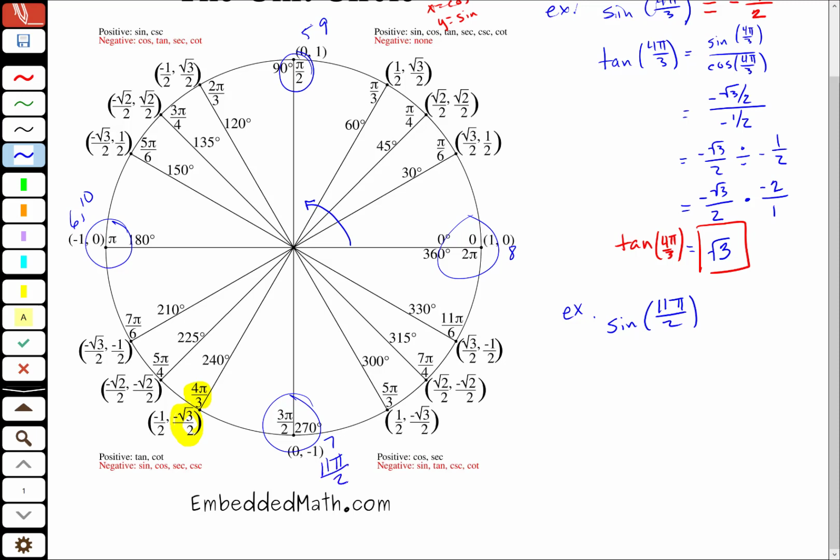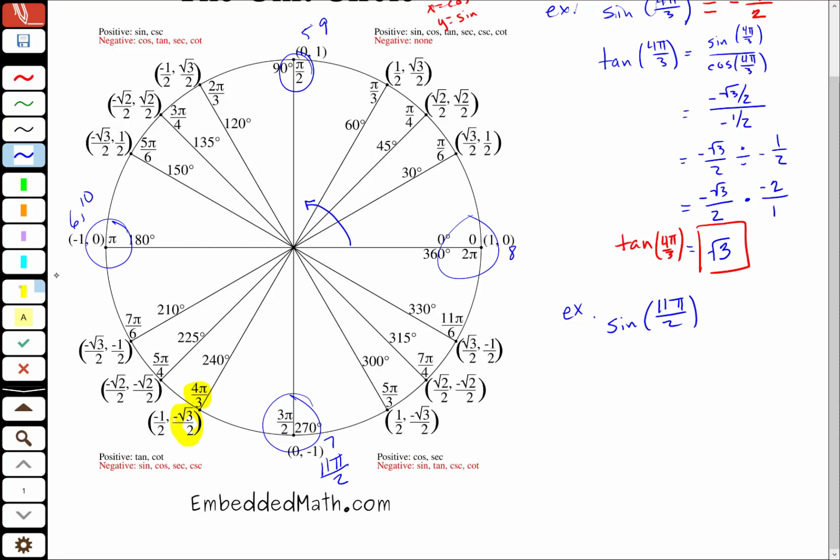You can keep going around. This is what, if you are familiar with the graphs, leads to the periodic nature of these sine functions. We just keep going around. So the sine of 11 pi over 2 is the same thing as the sine of 3 pi over 2. Is that okay? So I'm going to count maybe one more time.